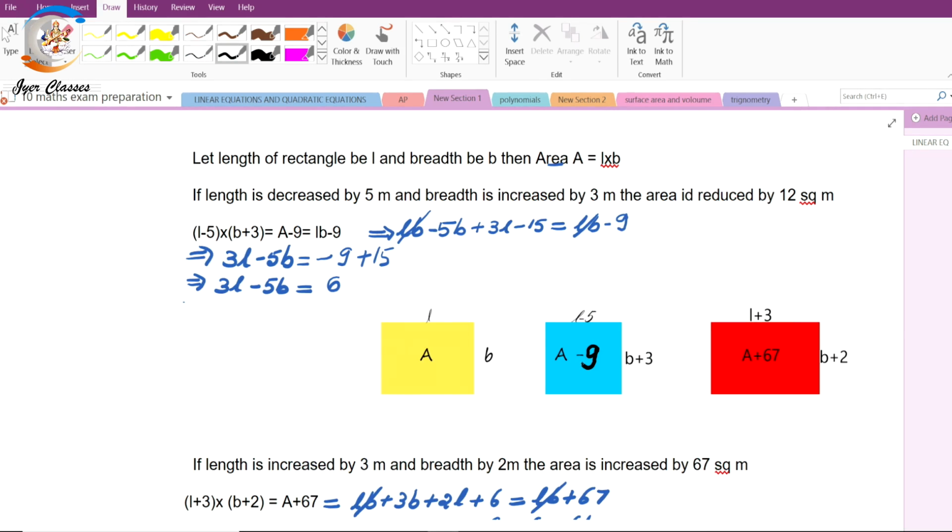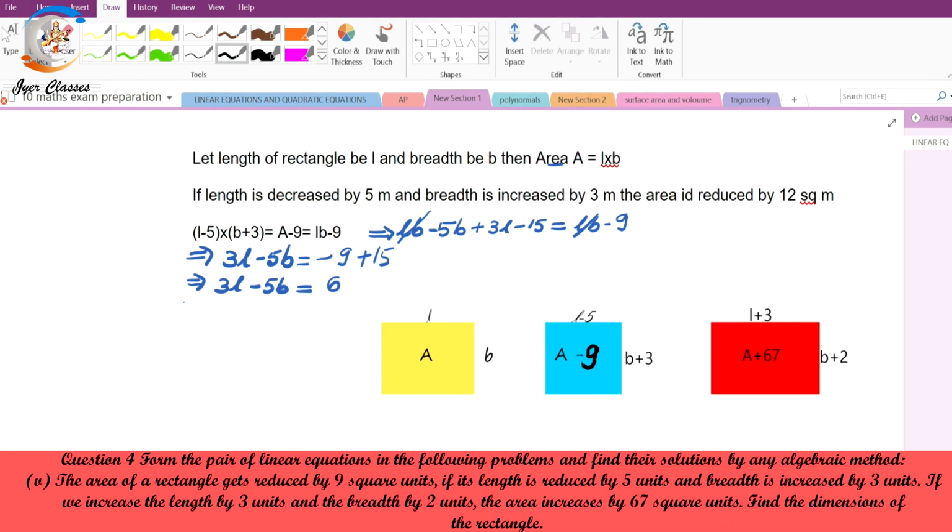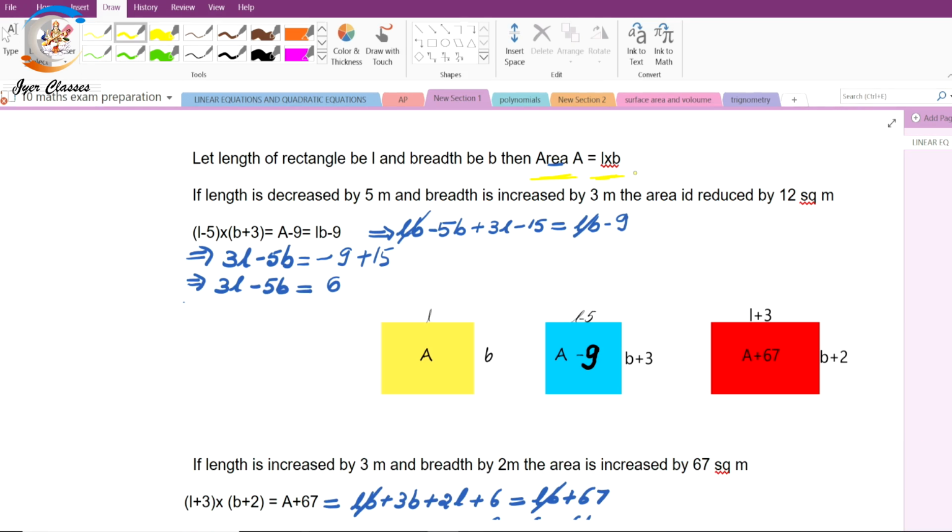According to the given question, length of the rectangle is L and the breadth is B. So what does the area become? The area of a rectangle is equal to L into B. Now, according to the given question, if the length is decreased by 5 and the breadth is increased by 3 meters, then the area is reduced by 12 square meters.